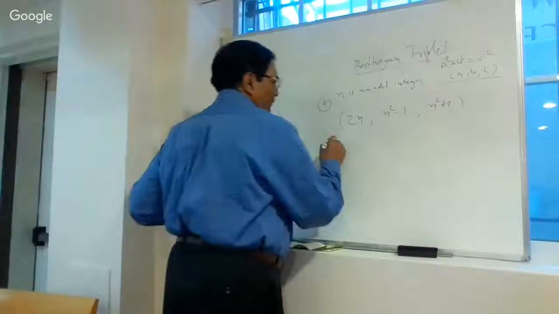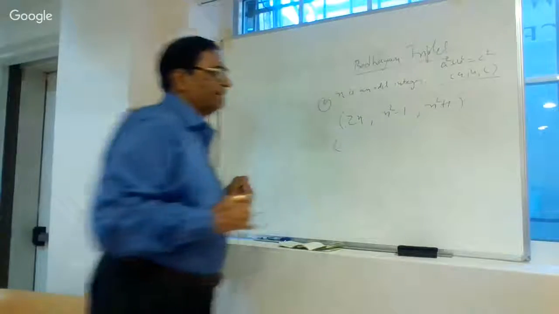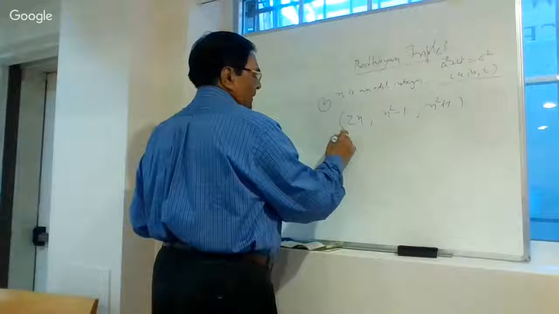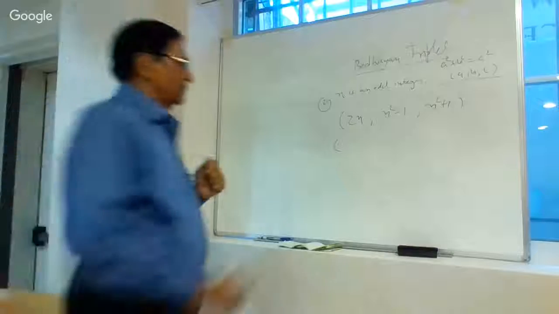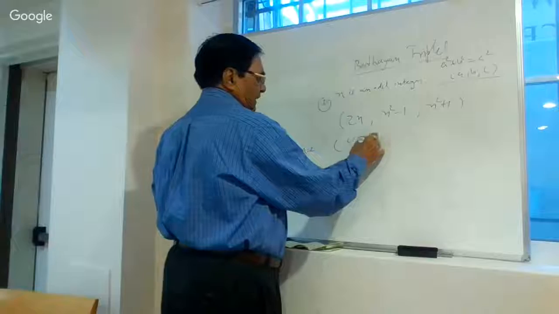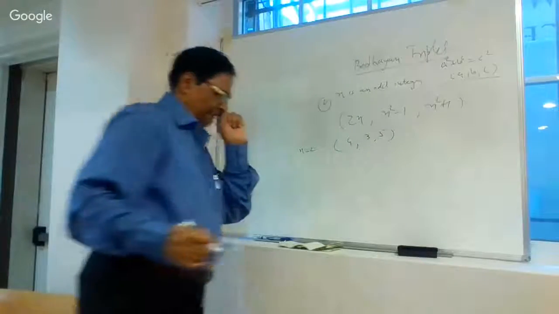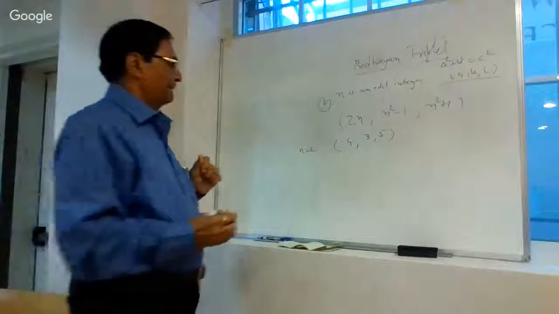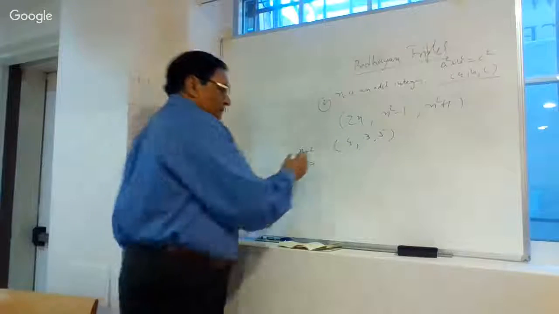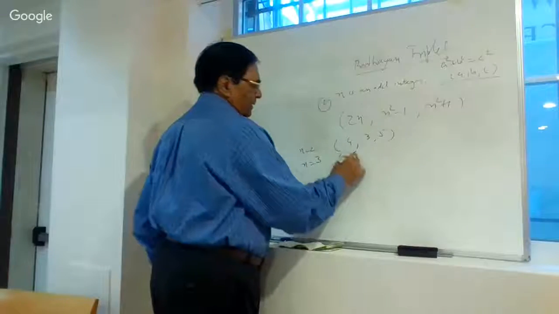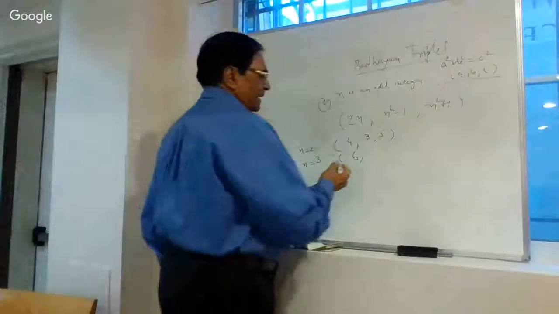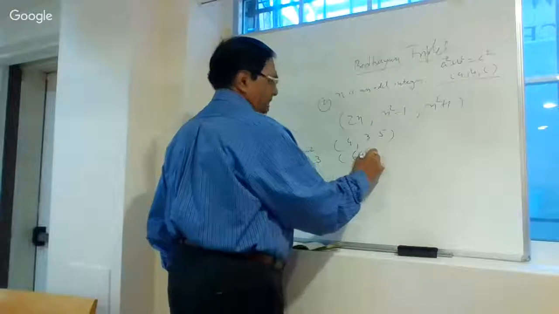Suppose n equal to 2. Then it is 4, 3, then 5. N equal to 3: 6, then it will be 8 and 10.